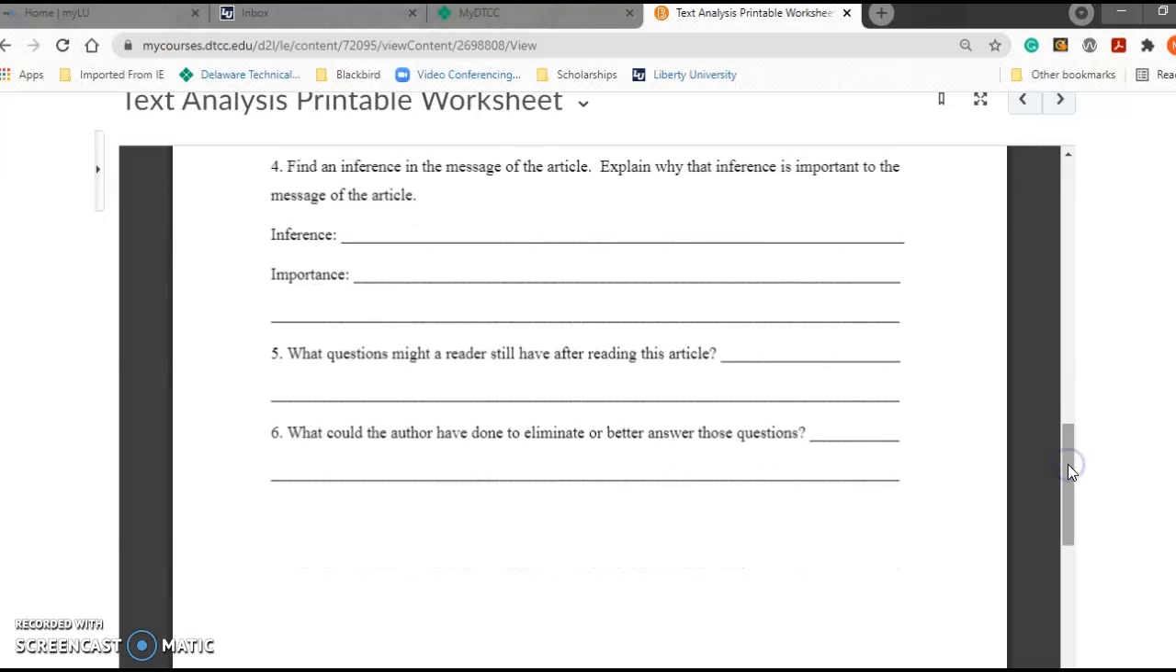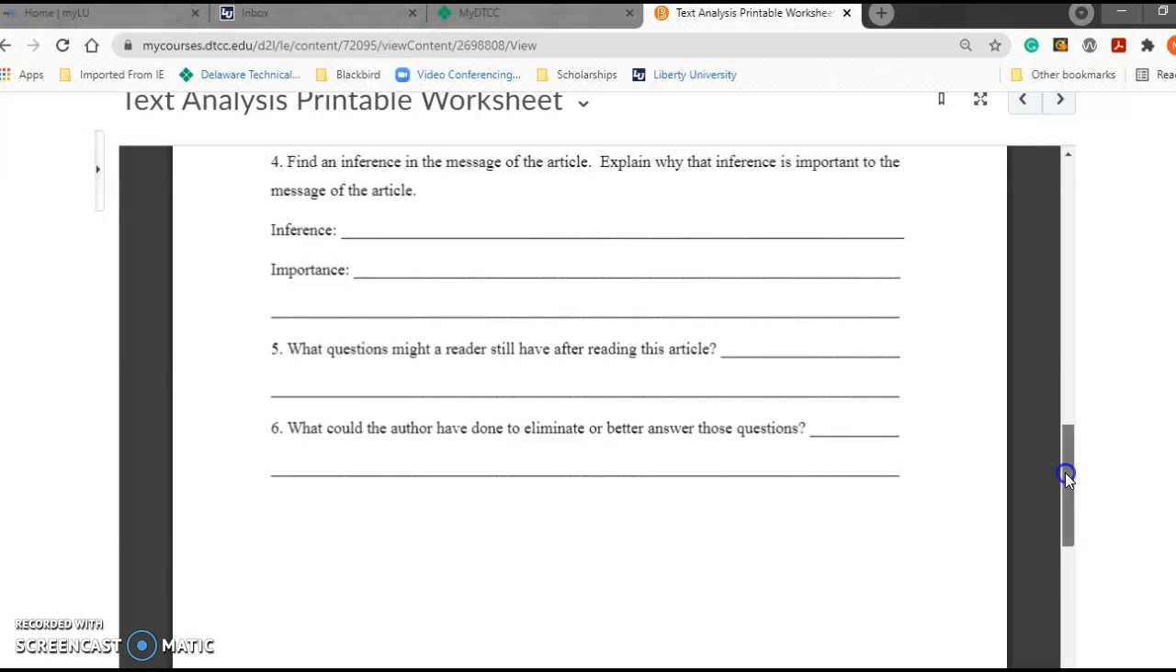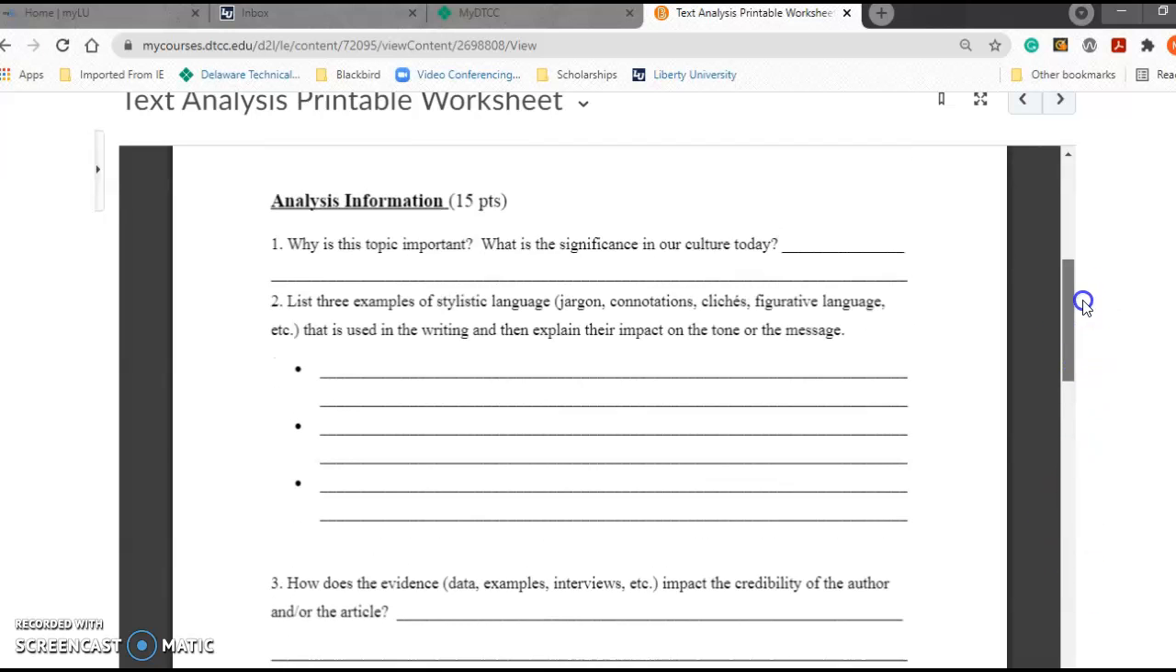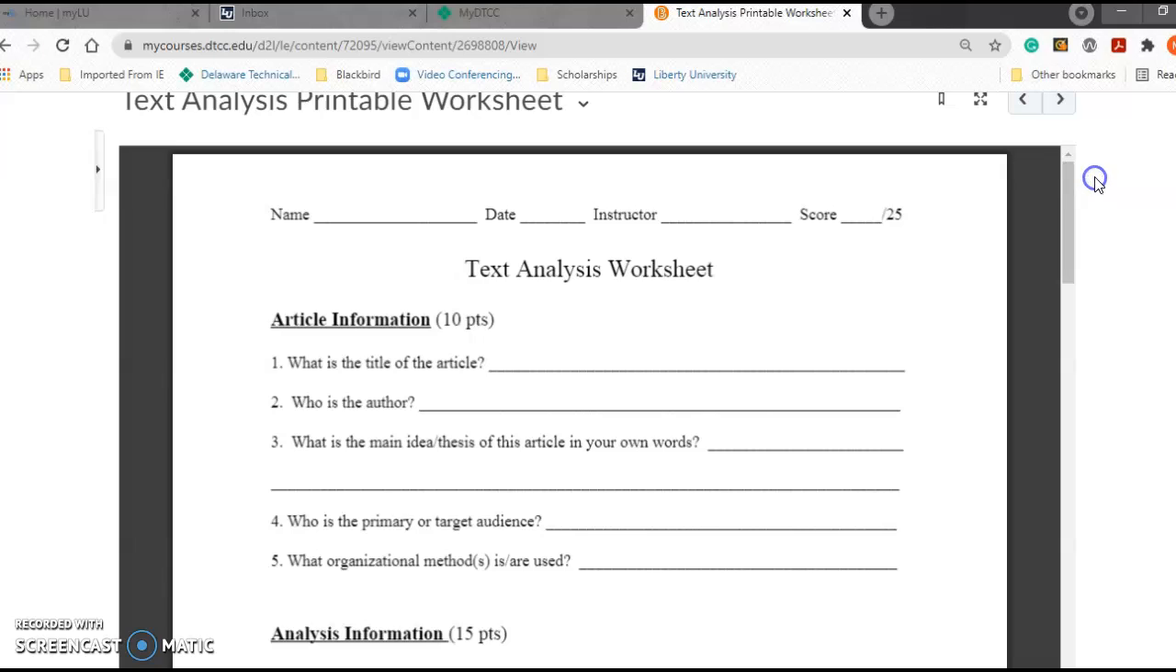Next is, what questions might a reader still have after reading this article, and what could the author have done to eliminate or better answer those questions? And that's all you have to do. Just remember, this worksheet is for your notes. I say when you're reading the article the second time around, take your notes specifically on these analysis questions, and then you'll have everything prepared when you need to go take the text analysis quiz version.